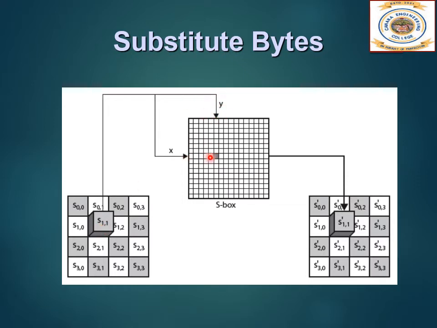Here you can see the value in this S box table, which consists of 16 cross 16 values, that is 256 byte values represented here. Then this S11 is replaced by this particular value. Similarly, for all the values of the 4 cross 4 matrix, we do the S box substitution and we get the output. This is also a state array. We will see the S box table and how this substitution is done in the next slide.